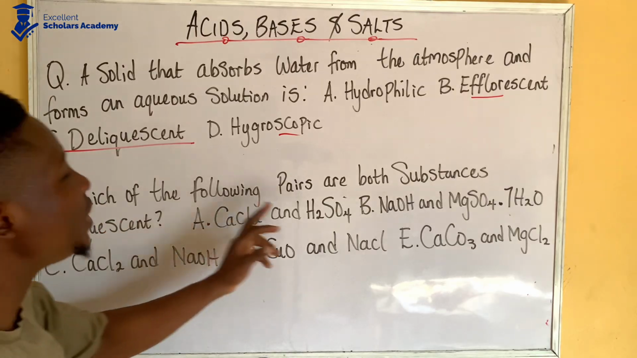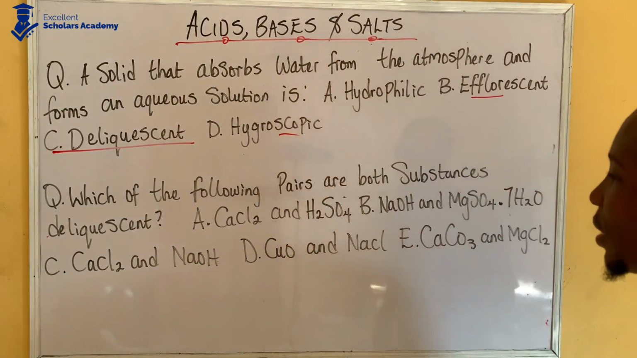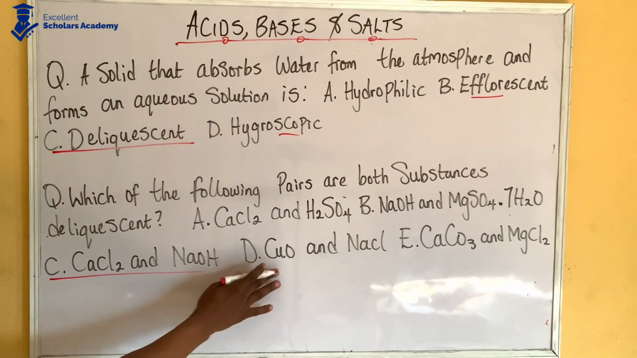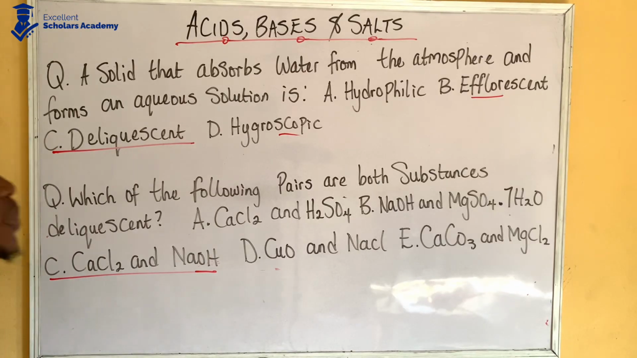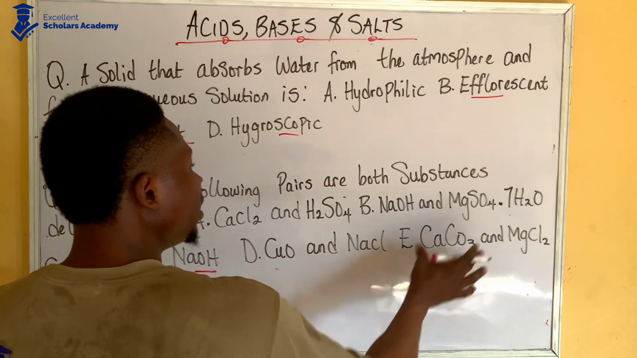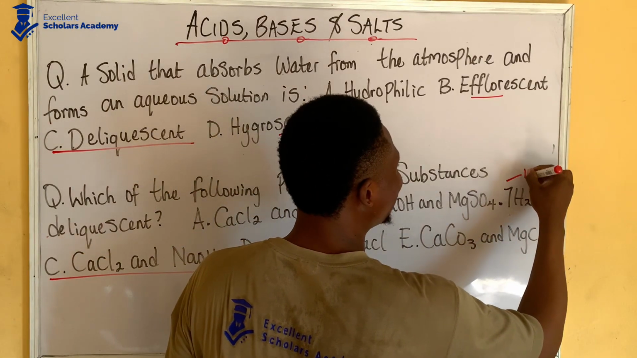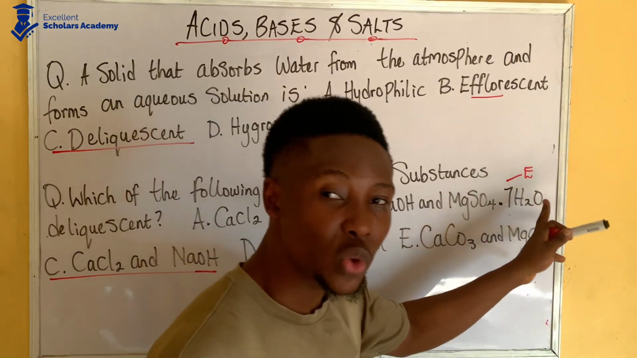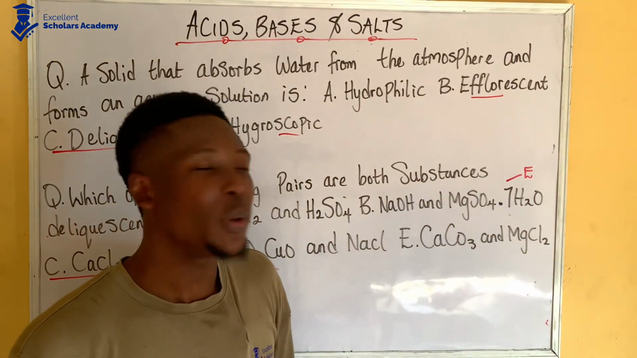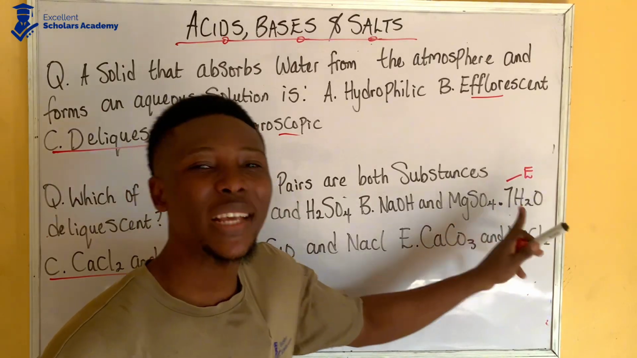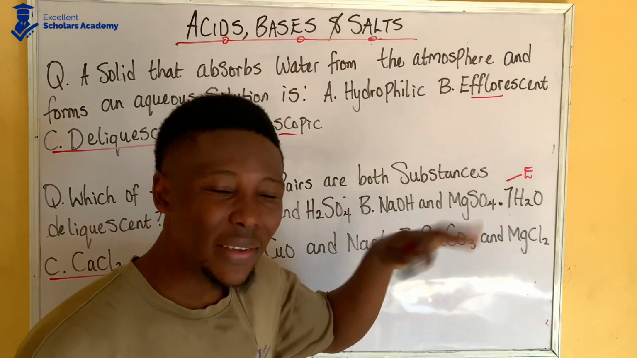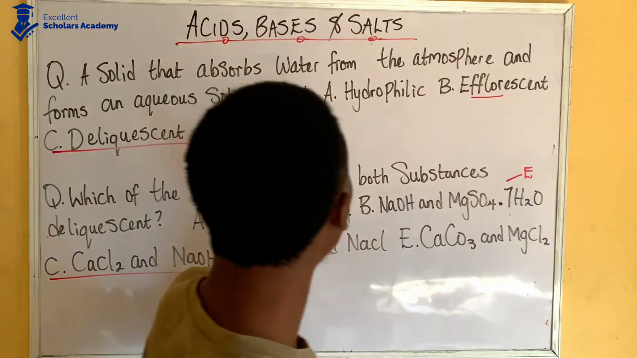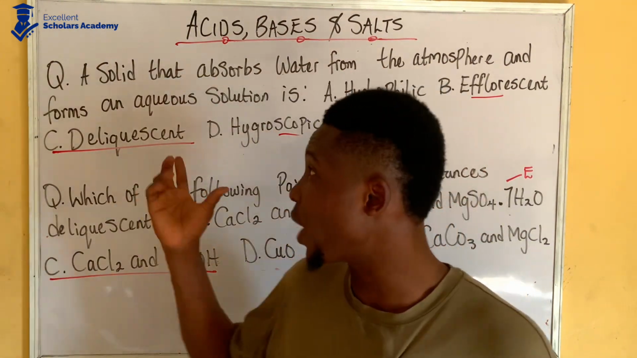It says, which of the following pairs are both deliquescent substances? Now, the answer is simply option C. That is, calcium chloride and sodium hydroxide are said to be deliquescent. You can see MgSO4.7H2O is an example of an efflorescent substance, because you can see its water of crystallization. So when it's exposed to the atmosphere, it will give out its water of crystallization. So that is what we have for acids, bases, and salts.